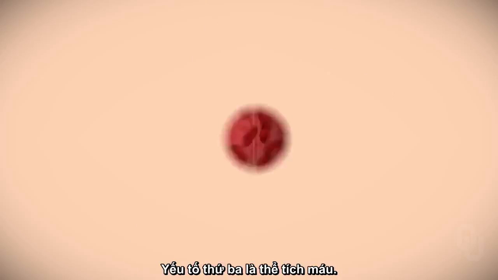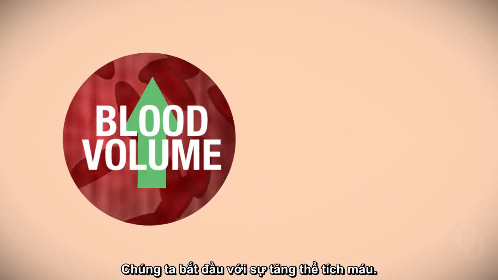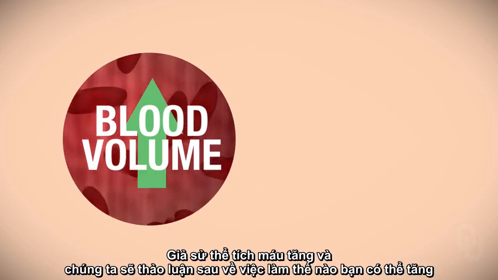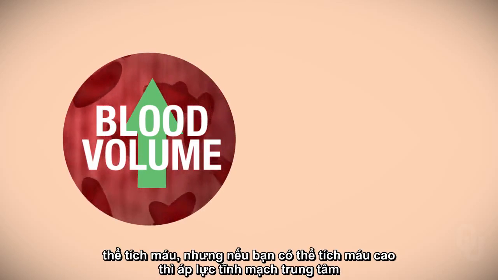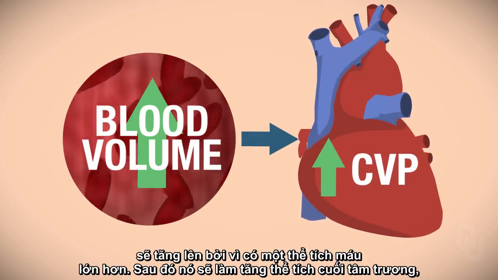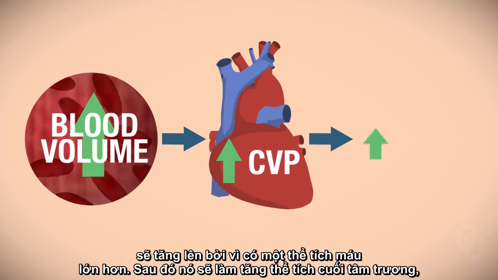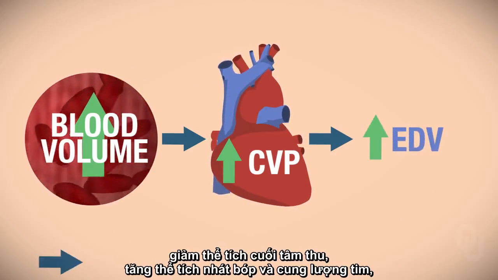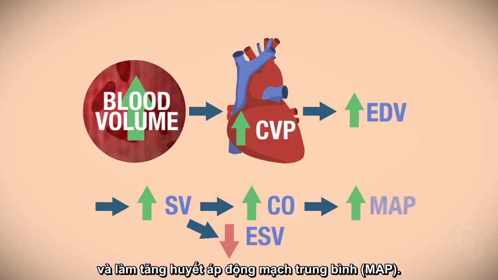The third factor is the blood volume. We begin with increasing your blood volume. All right, so if you have an increasing blood volume, and we'll talk later about how you can increase your blood volume, but if you have a high blood volume, your central venous pressure is going to be higher since there is a greater volume of blood. Then that will increase end diastolic volume, decrease your end systolic volume, increase stroke volume and cardiac output, and then increase MAP.